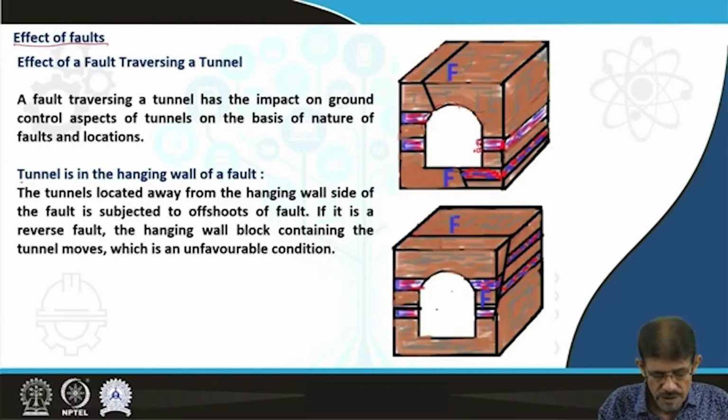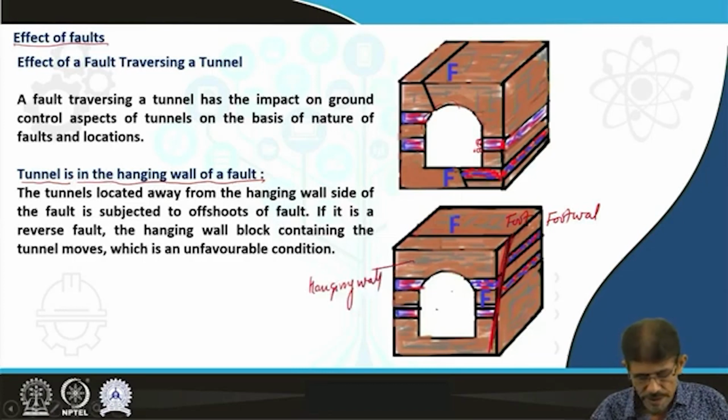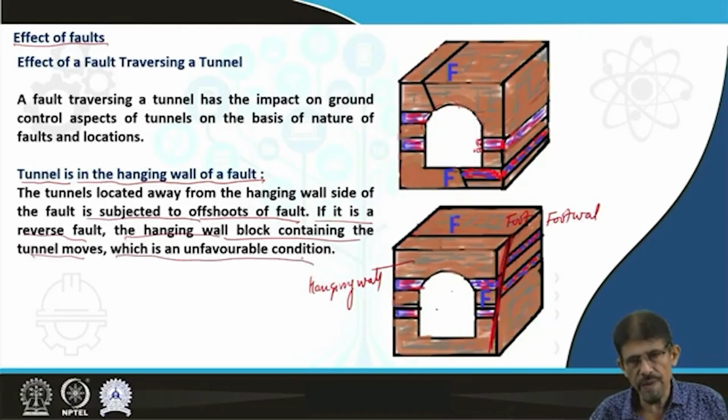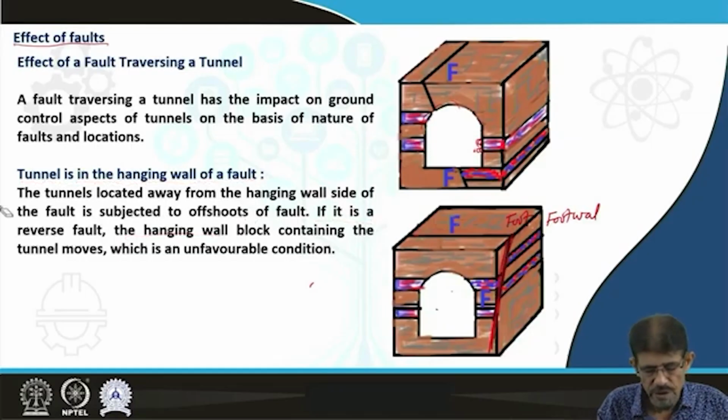In a particular situation, when the tunnel is in the hanging wall of a fault, you can see here the tunnel is located, this is the fault, this is the footwall, and above this is the hanging wall. If the tunnel is located on the hanging wall side, the fault is subjected to offshoots of the fault, and if it is a reverse fault like this, the hanging wall block containing the tunnels moves, which is unfavorable and a very critical problem in ground control aspects of tunnels.